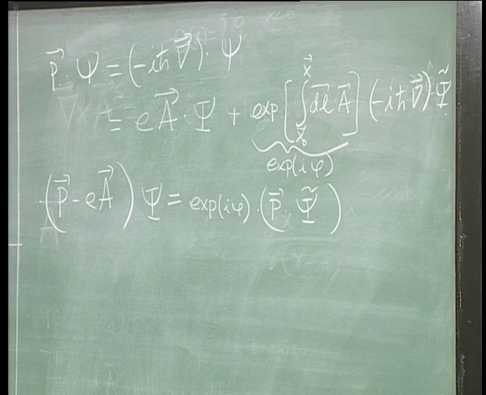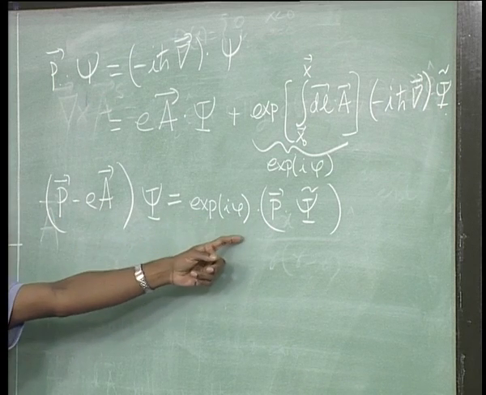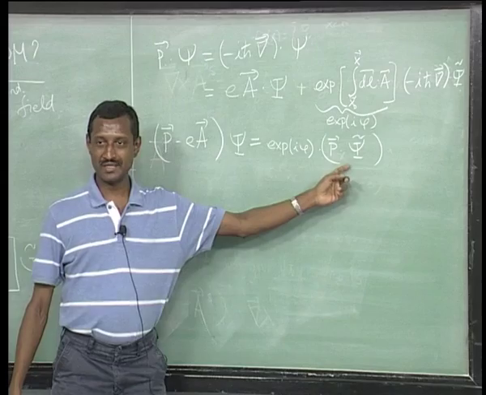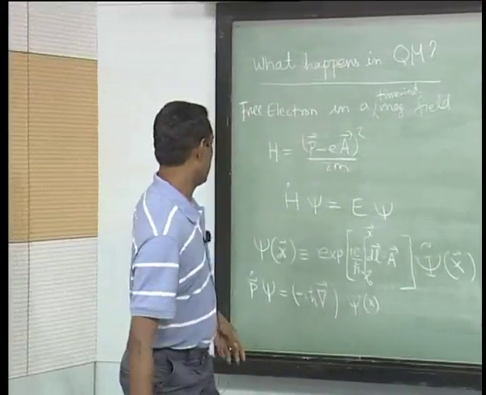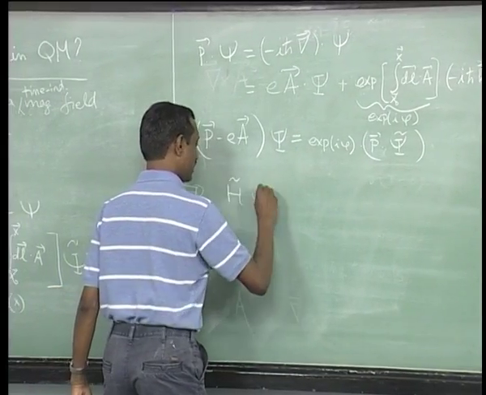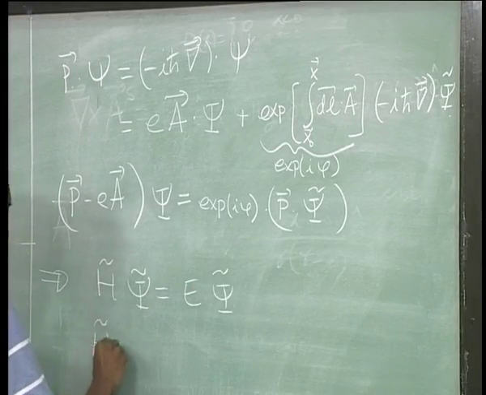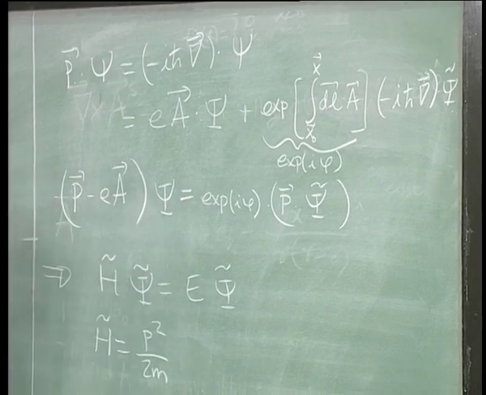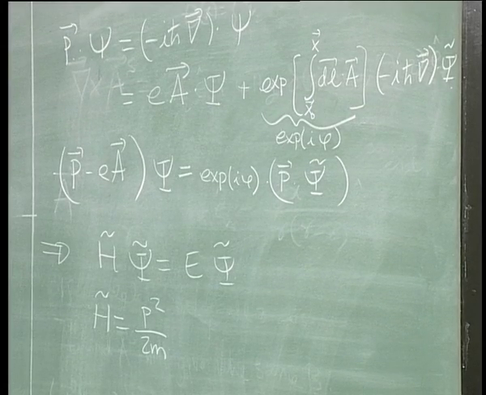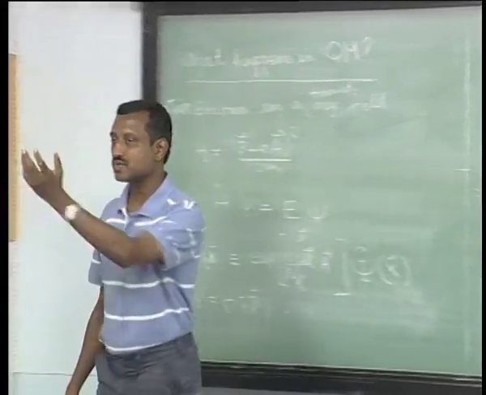Okay. A little bit of calculation will show that, so what is happening here is, you can see when p passes through this exponential phase factor, it gets rid of this A, and it is only as if it is a p. So you can write out the Schrodinger equation. So this implies that H tilde psi tilde equals E psi tilde, where H tilde is just as if it were p squared upon 2m.